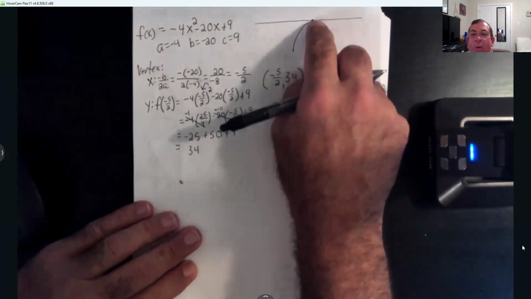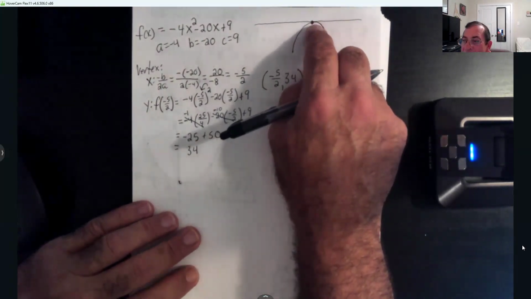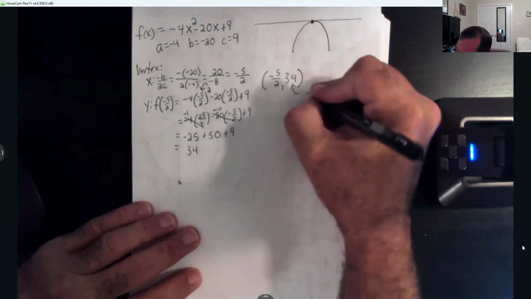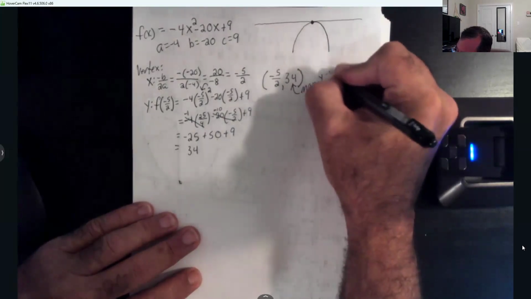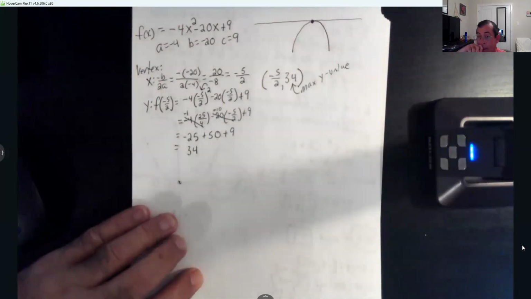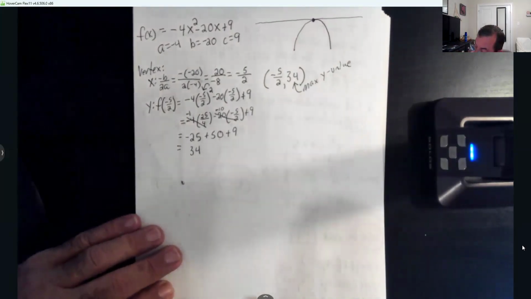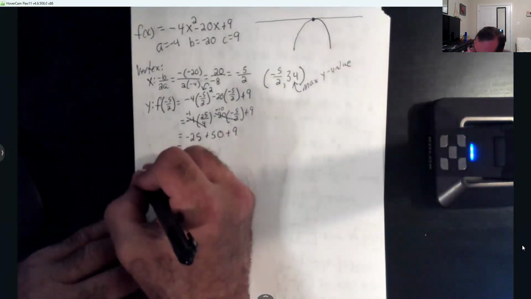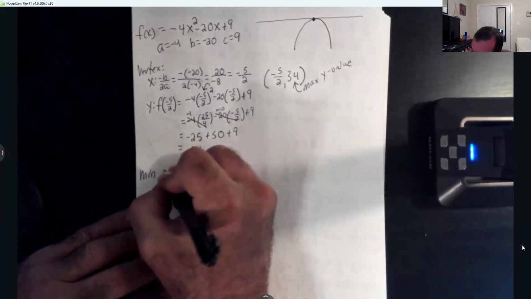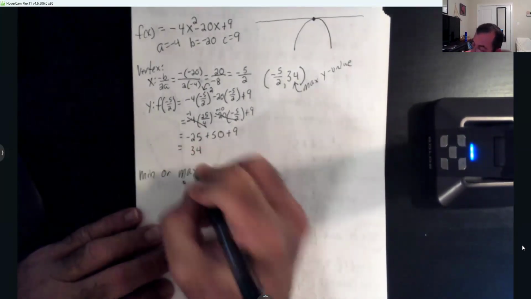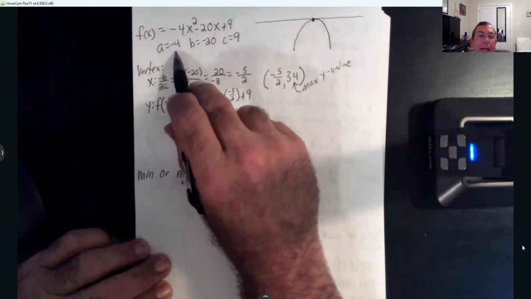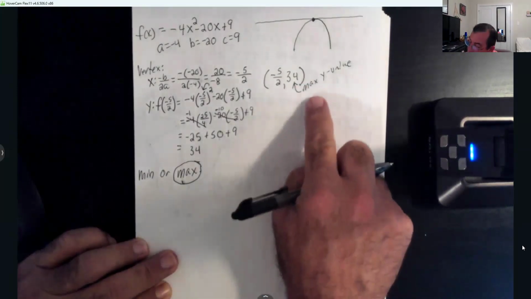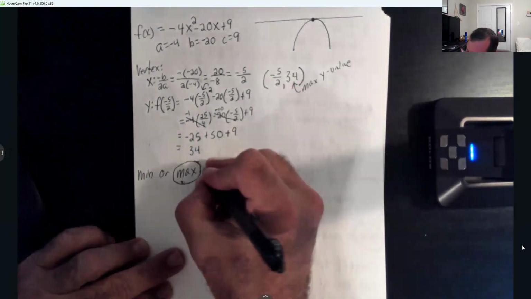So that means 34 is the tallest Y value. Okay? 34 is the maximum Y value. All right, so my vertex, -5/2, 34. My min or max, we said we got a maximum because that A was negative. So we got a maximum on this one. And then the maximum Y value we said was 34.